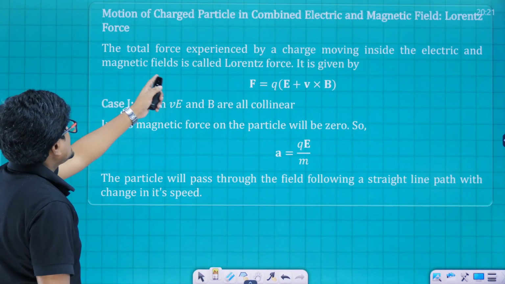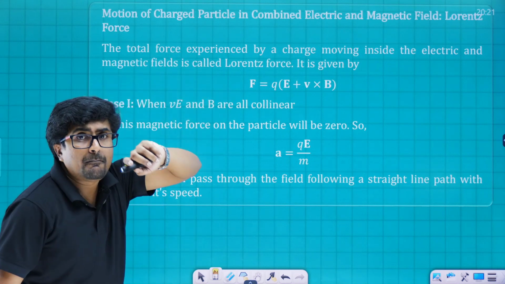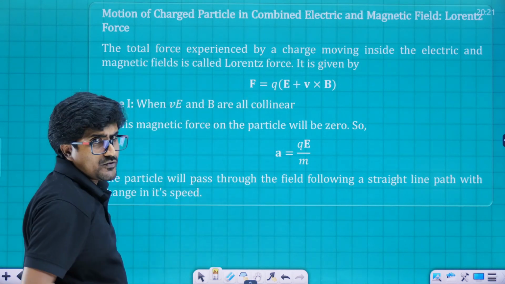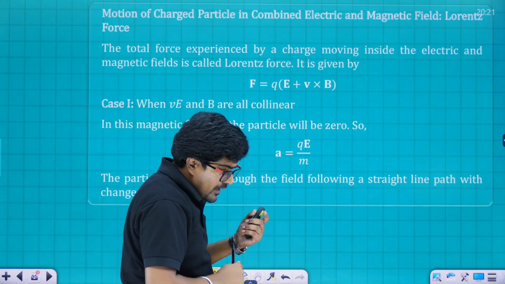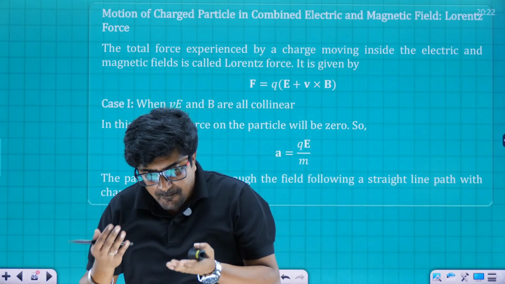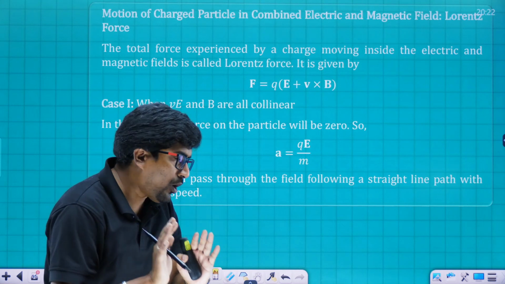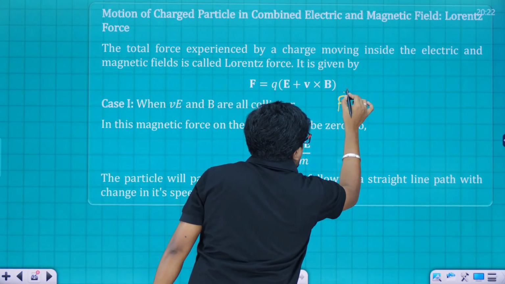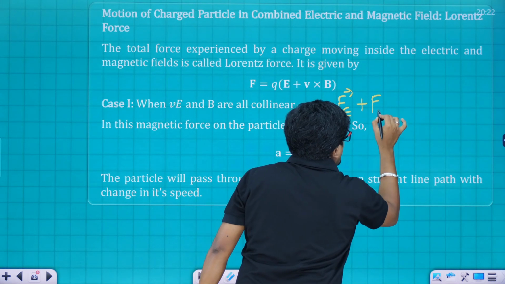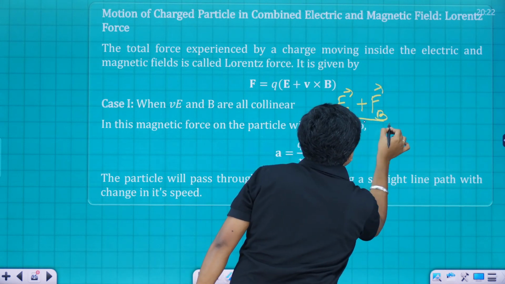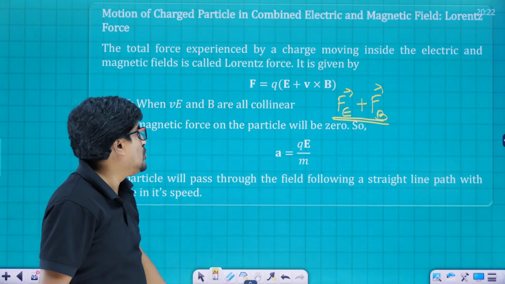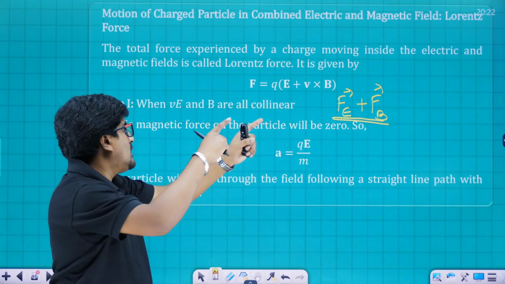Moving to the next, that is motion of a charged particle in a combined electric and magnetic field, which is also termed the Lorentz force, the resultant force. So this time I am going to have the charged particle in the magnetic field as well as the electric field all together. So definitely it is going to experience the electrostatic force plus the magnetic force. That's what is represented over here. F is equal to q into E vector plus v cross B vector.